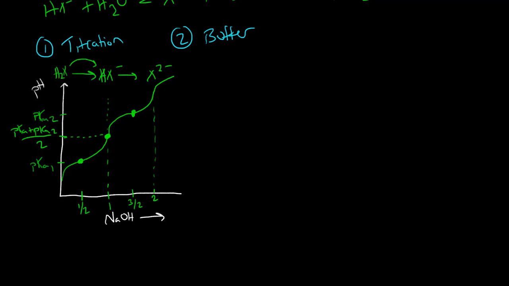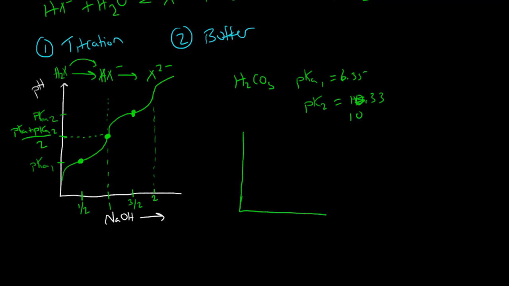So let's put some numbers to this. So carbonic acid, H2CO3. It has the first pKa, so pKa1 is 6.35, and pKa2 is equal to 10.33. Okay, so on our titration curve then, we would have our first pKa at 6.35, our second pKa at 10.33. And the pH here at our first equivalence point is going to be the average of these two. And that value is 8.34.